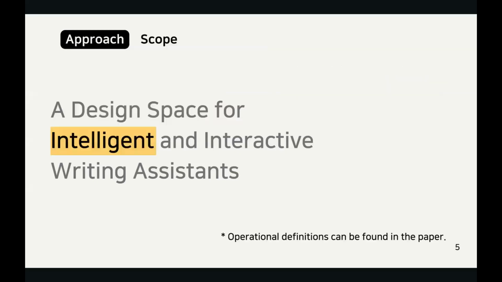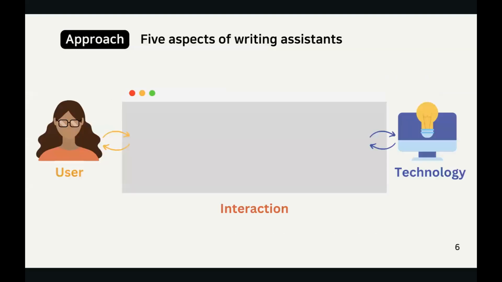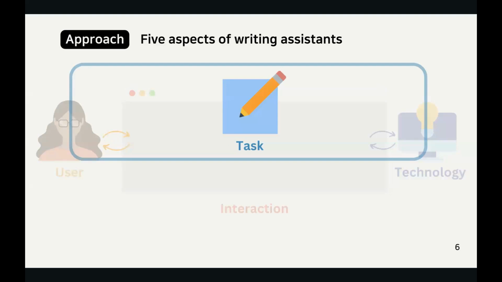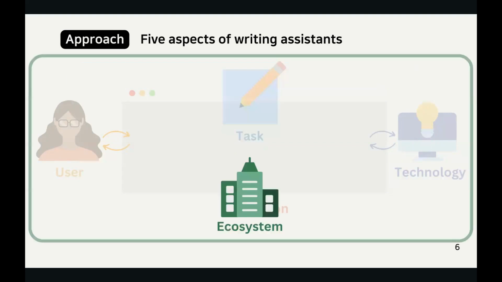To develop a design space, we first decided the scope to be intelligent, interactive, and writing assistants. Then, we identified 5 key aspects of writing assistants. The first 3 are user, technology, and interaction, where the user interacts with technology through an interface. Then, there is a specific writing task that affects part of the user, technology, and interaction, and a surrounding ecosystem in which all of these aspects exist, operate, and influence each other.